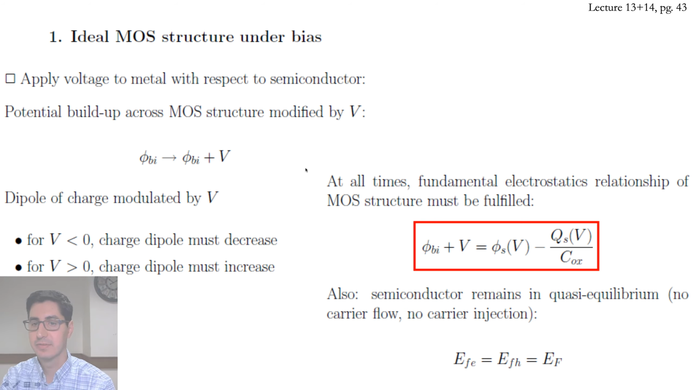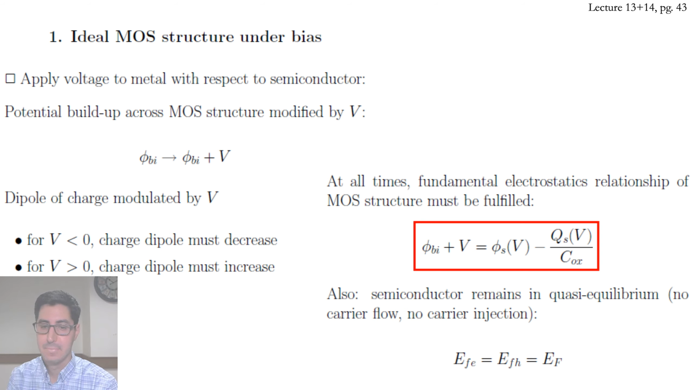At all times, the fundamental electrostatics must be fulfilled. So what this equation in red is saying is that the total potential drop across the structure, which is equal to phi bi plus V, is equal to the potential drop phi s across the semiconductor, plus the potential drop across the oxide. The potential drop across the oxide is equal to negative Qs over Cox.